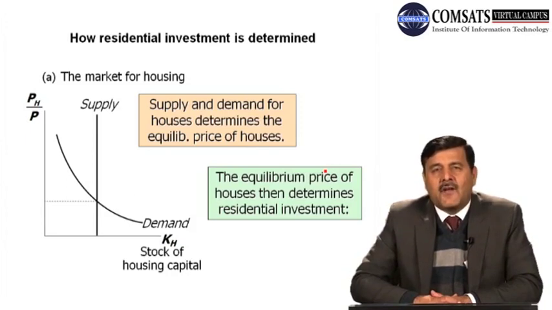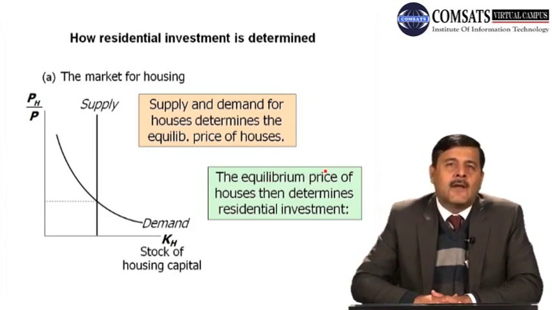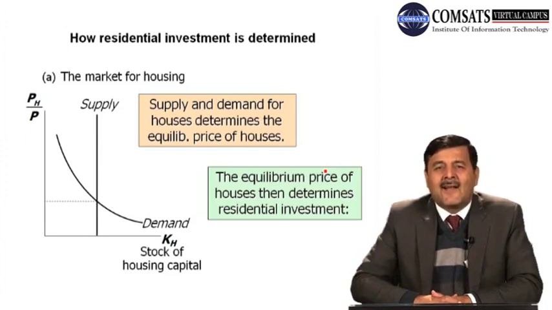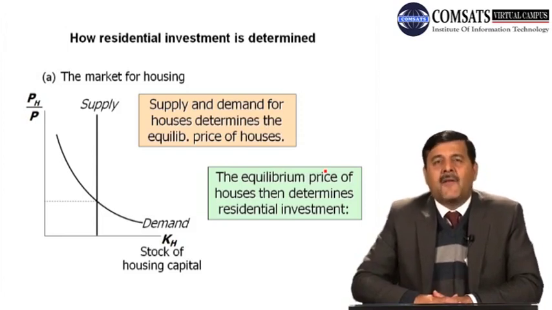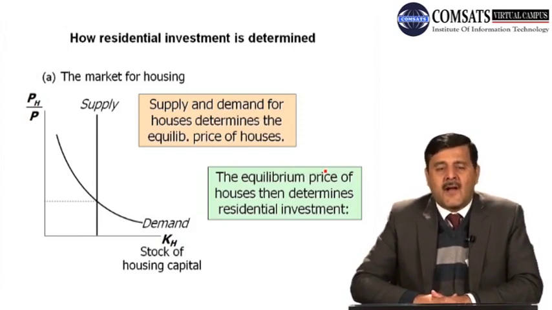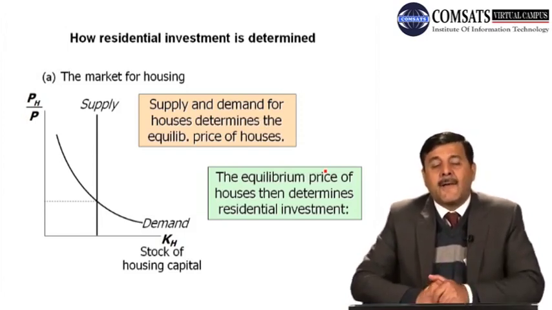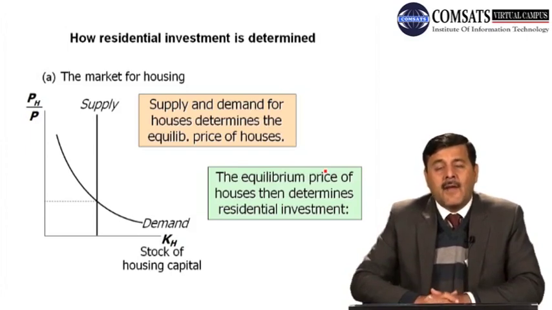So here again, if we are talking about the market for housing, we need to talk about the supply of housing on one side, and on the other side we have to talk about the demand for housing, to determine their relative price, right? We assume that the supply of housing is fixed, so that's why we have a vertical supply curve, which you can see in the diagram.